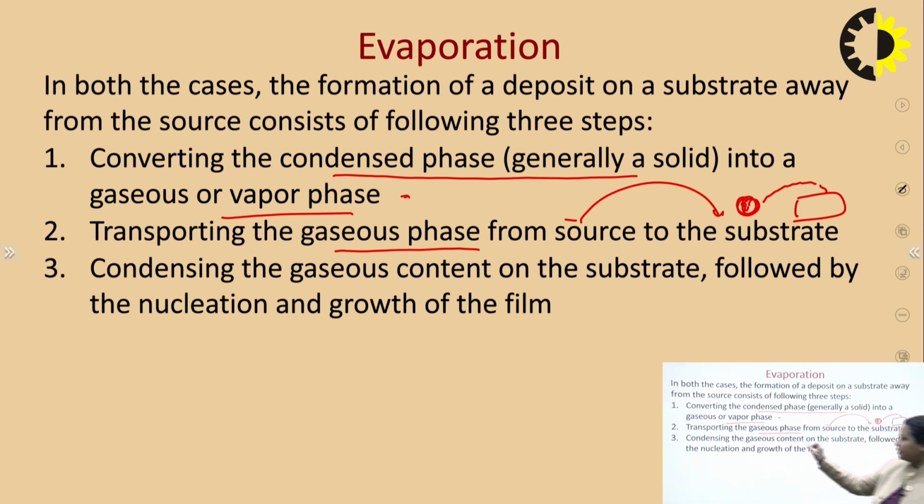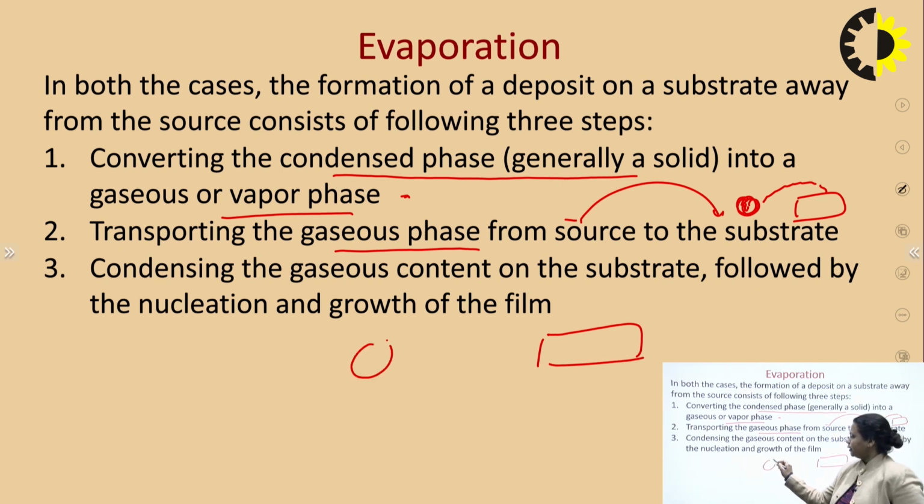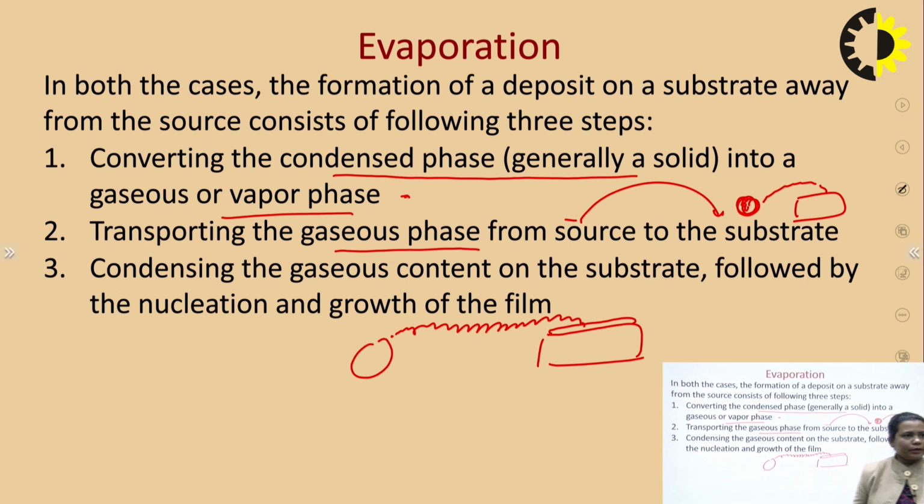Now, condensing the gaseous content on the substrate. This is basically the substrate, the solid thing, and from this the wafers are coming. Now they need to be settled to create a layer. So this is all happening in this process, that is evaporation. I have written: condensing the gaseous content on the substrate, followed by nucleation and growth of the film.